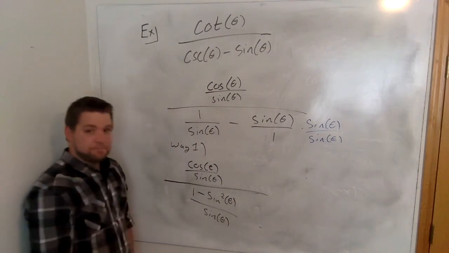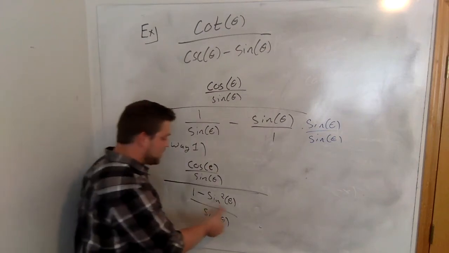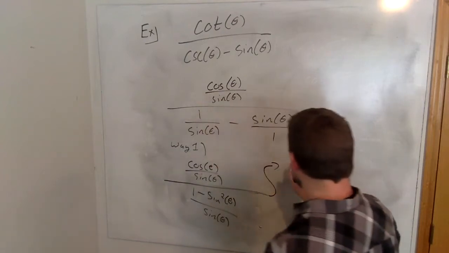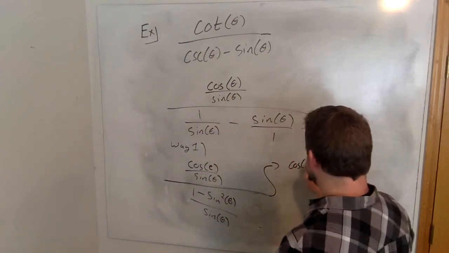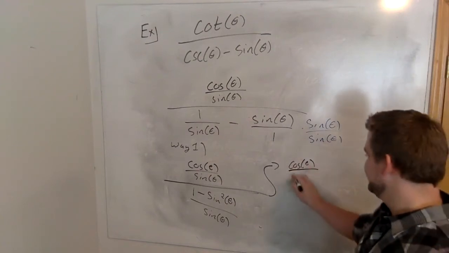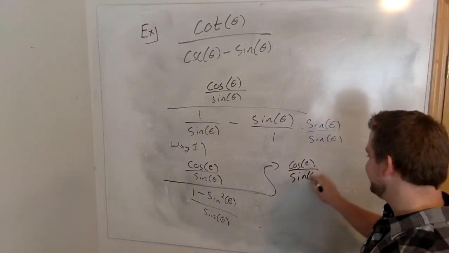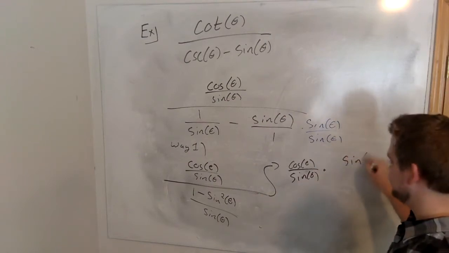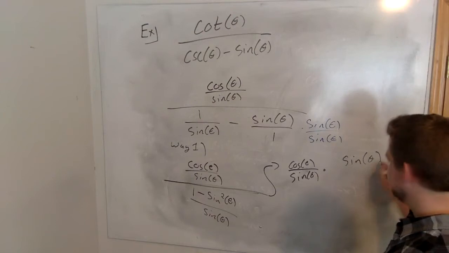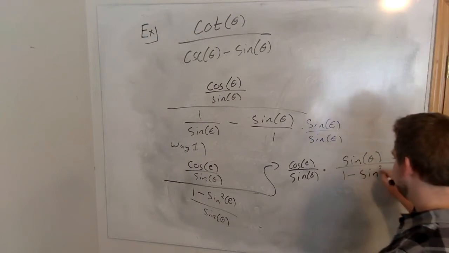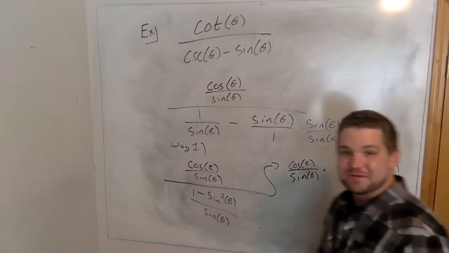I've cleaned this up. Now I can take this bottom and I can flip and multiply. Okay, so this is now the same thing as cosine of theta times sine of theta times, we'll flip and multiply. So this is now what? Sine of theta. We'll get a sine of theta all over a 1 minus sine squared of theta. So we're flipping and multiplying.